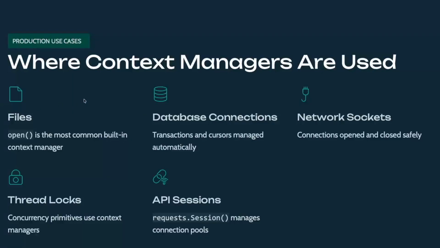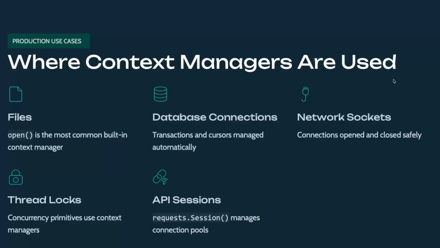The most common example is with open for files, for database connections, where automatically we can commit, rollback, and close connections, network sockets, where we ensure connections are released correctly, thread locks, which automatically acquire and release locks, and API sessions. Libraries like requests use context managers to manage HTTP sessions and connection pools efficiently. Anytime a resource requires setup and cleanup, context managers are usually the preferred solution.